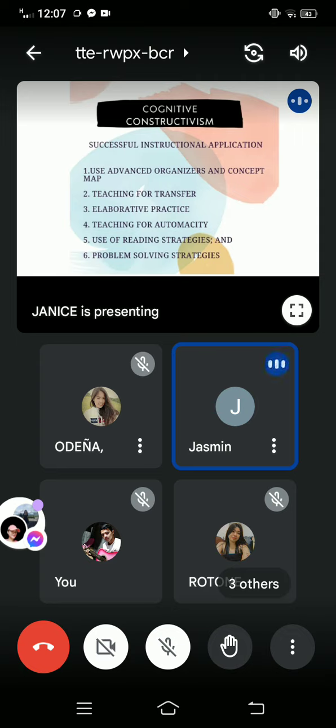Cognitive constructivism. Successful instructional application: use advance organizers and concept maps, teaching for transfer, elaborative practice, teaching for automaticity, use of reading strategies and problem solving strategies.